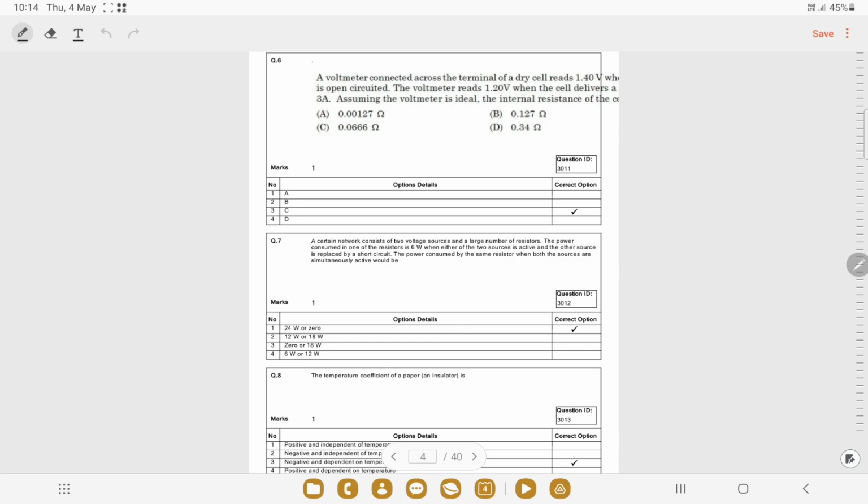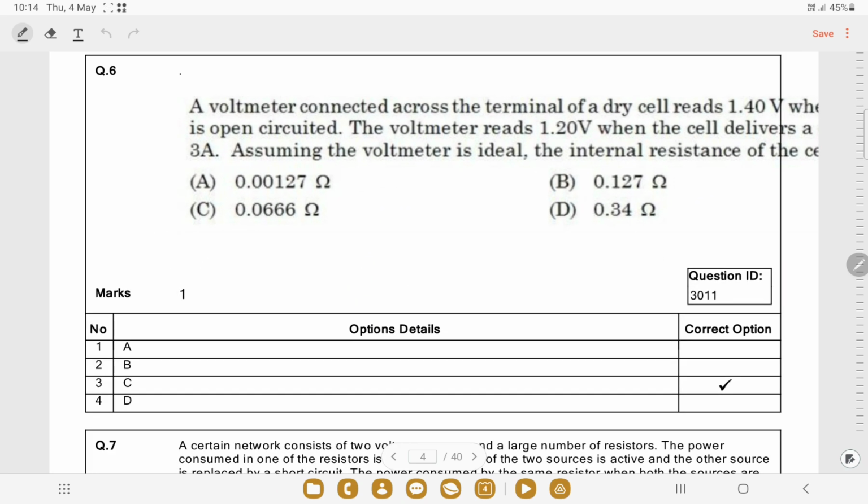Next question, it is given here that a voltmeter connected across the terminals of a dry cell reads 1.4 when it is open circuited. So when it is open circuited, the voltage is 1.4. The voltmeter reads 1.2 when the cell delivers 3 amperes.